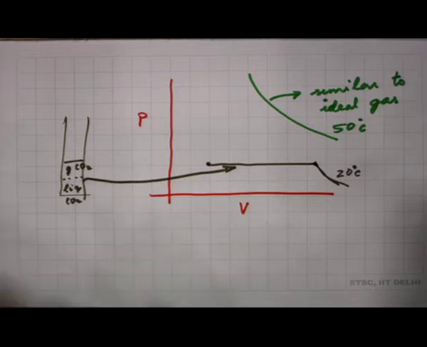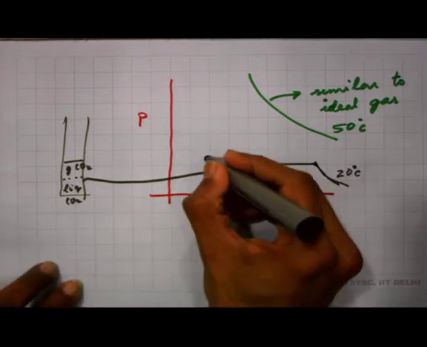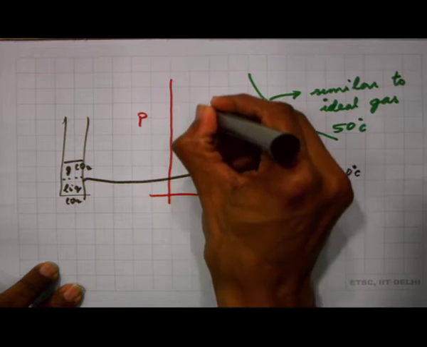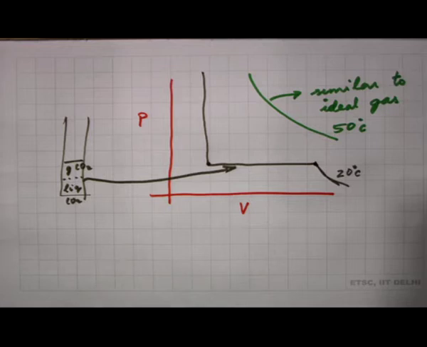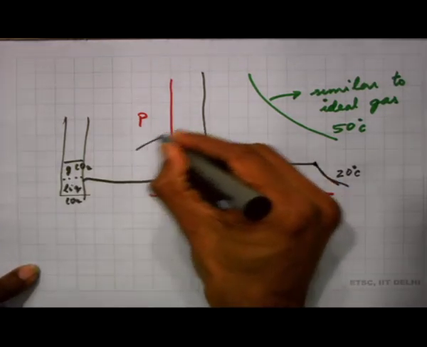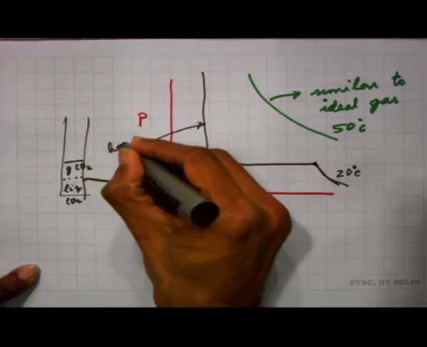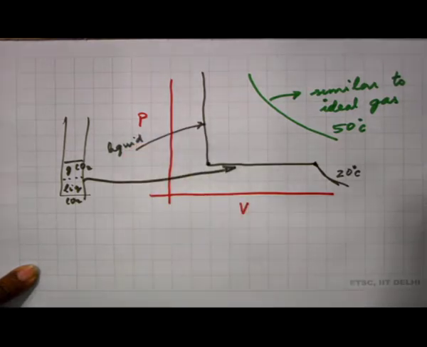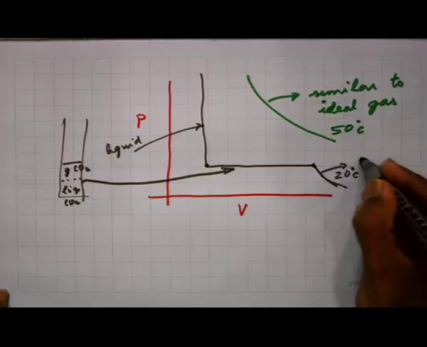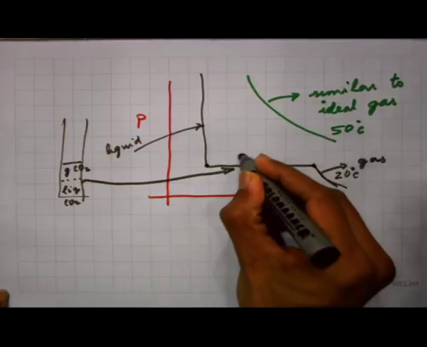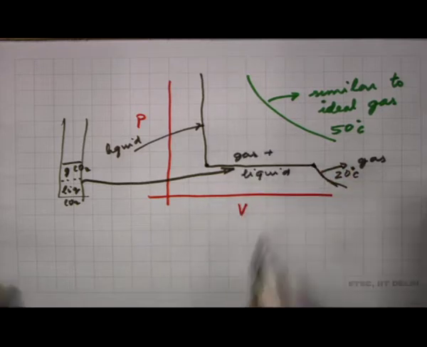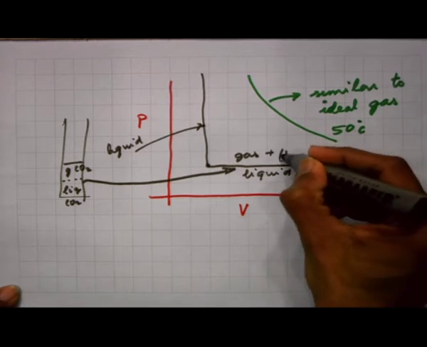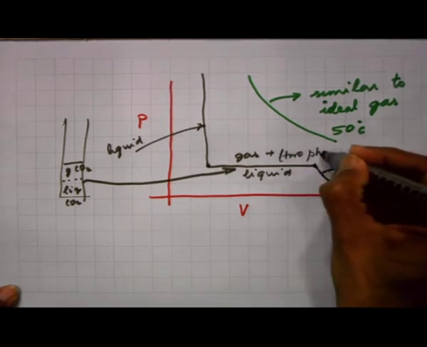When all the carbon dioxide gas has completely liquefied, and you have only pure liquid carbon dioxide, then for even a small change in volume you have to apply a lot of pressure. So, this is the liquid part, where you have purely liquid and only liquid. In this part you have only gas, and here you have gas plus liquid. This is also called the two phase equilibrium.